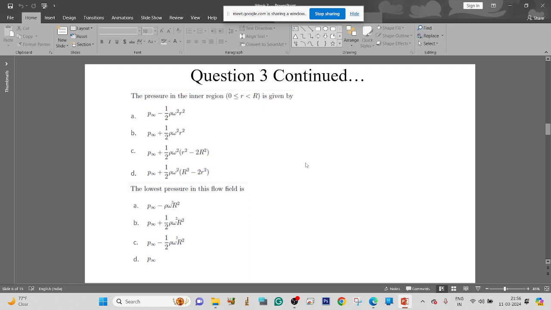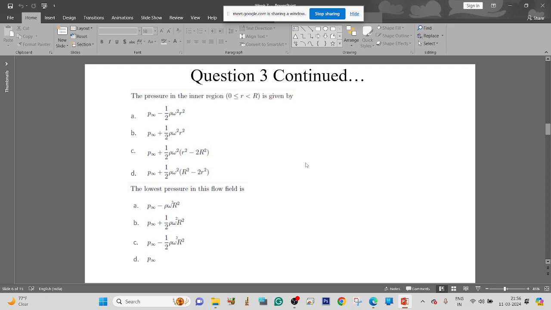We need to find the pressure in the outer region first. For the pressure in the outer region, del P del R is equal to rho... this is just the Euler equation we are applying, right? By Euler equation, we know del P del R is equal to rho V theta square upon R. And V theta for the outer region is given as omega R square by r, where R is capital R, for r greater than or equal to R.